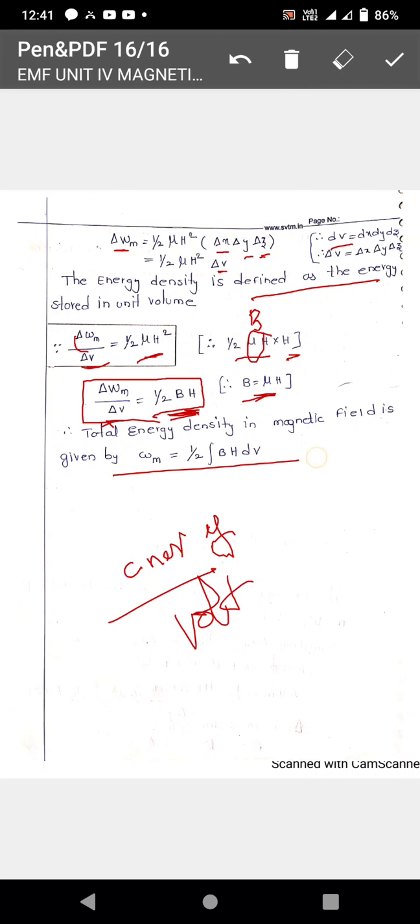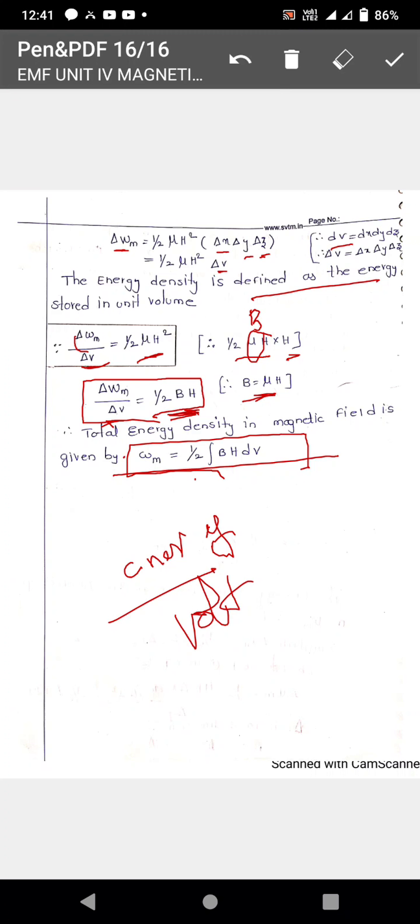This is the total energy in magnetic field, that is half integral BH dV. The energy density in the differential volume element is half BH, and Wm equals half closed integral BH dV. The energy stored per unit volume is called energy density.